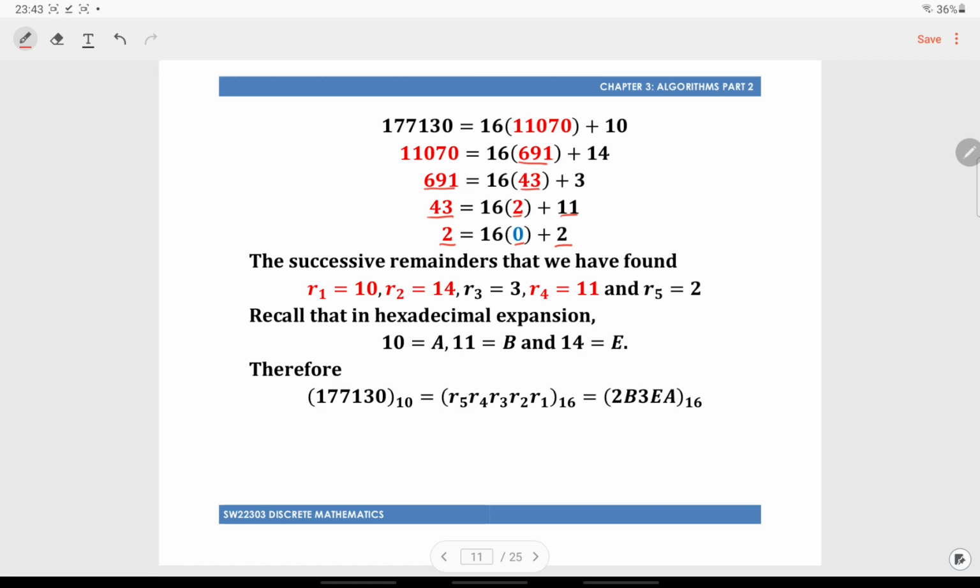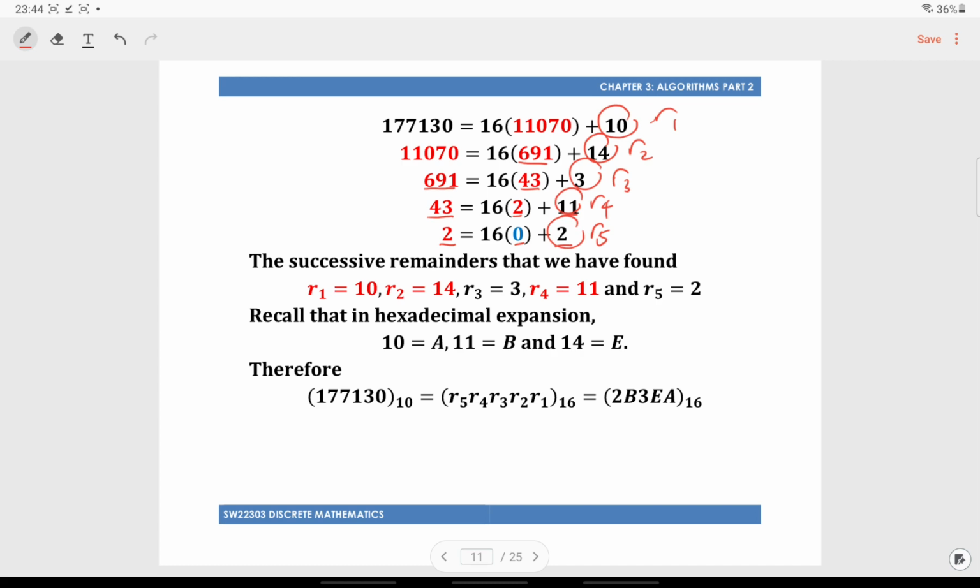Okay, so after we stop, we take note of the remainder for each step. We have R1 equal to 10, R2 equal to 14, R3 equal to 3, R4 equal to 11, and R5 equal to 2. Then we notice that we have some numbers that are greater than 9. So we have 10, 14, and 11.